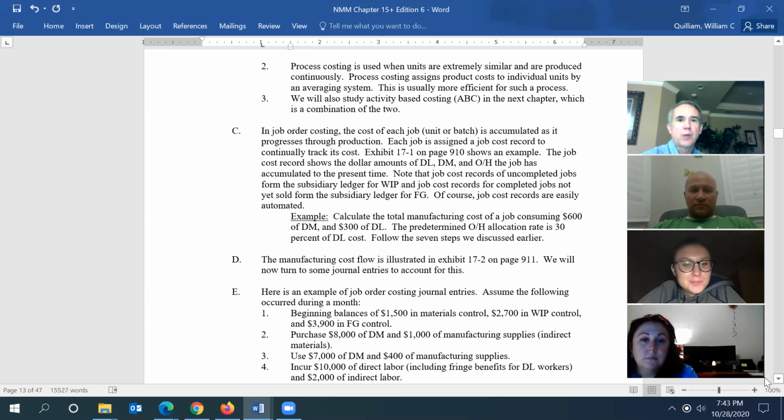Now, to let you know, in number 3, we'll also study something called activity-based costing, or ABC, in the next chapter. And that's kind of a combination of the two. But again, we'll concentrate on just job order costing for now.